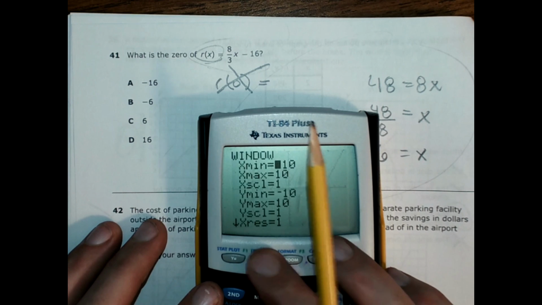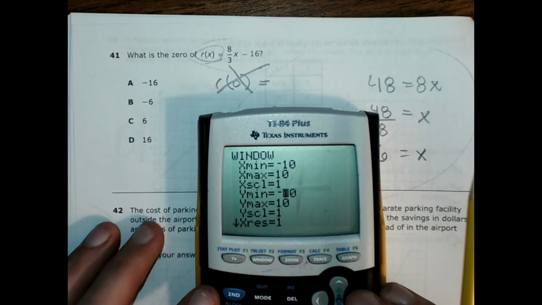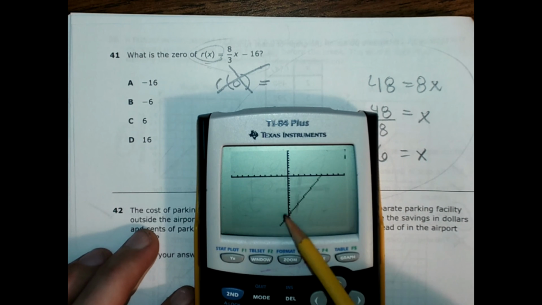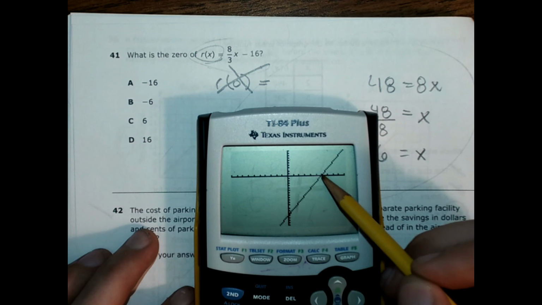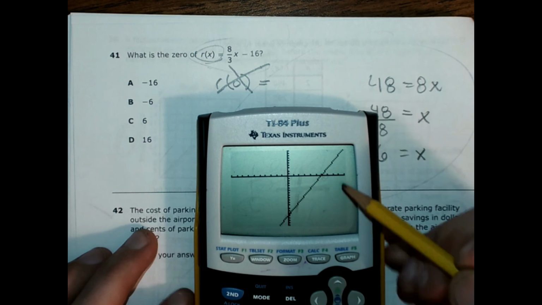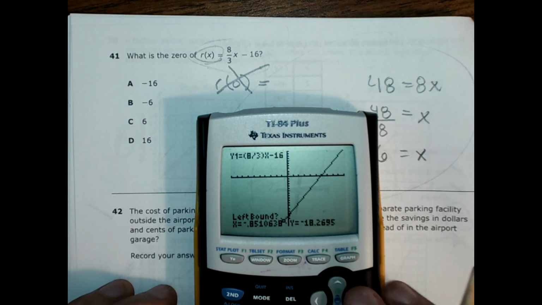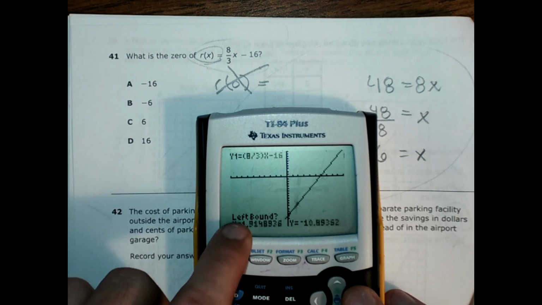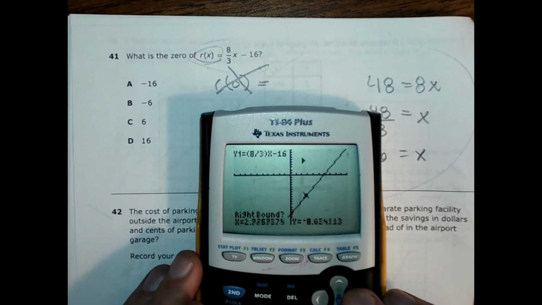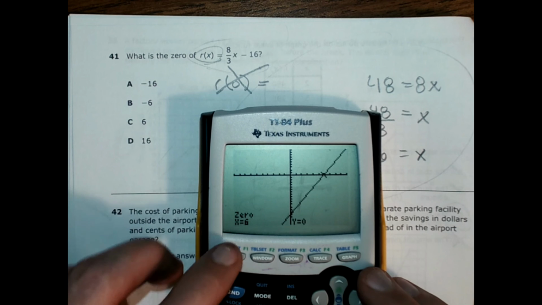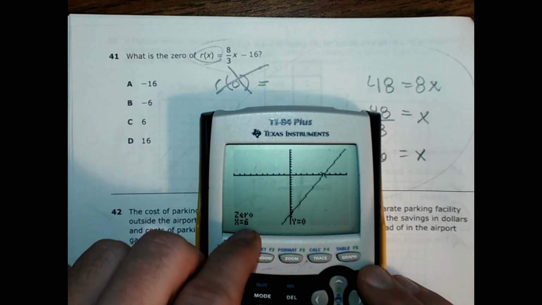So let's adjust the window. Let's be sure our y minimum is negative 20, and we can graph it. Now we can see the y-intercept, we can see the x-intercept. This is the 0 right here. It looks like 6. I have a calculator feature. Find the 0. Go to the left of the curve, left bound. Press enter, you see this mark appear. Go to the right of the 0. Press enter. You see a mark appear on the right side. Go to what looks like the 0 and press enter to make a guess. X equals 6.